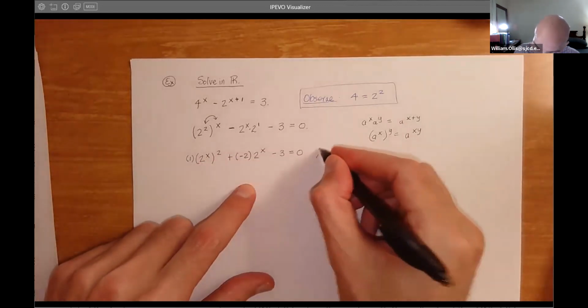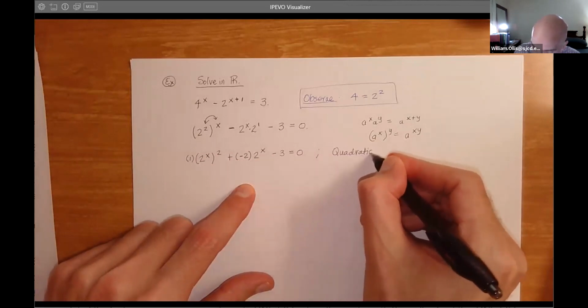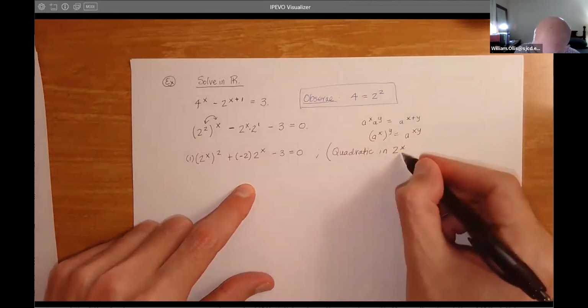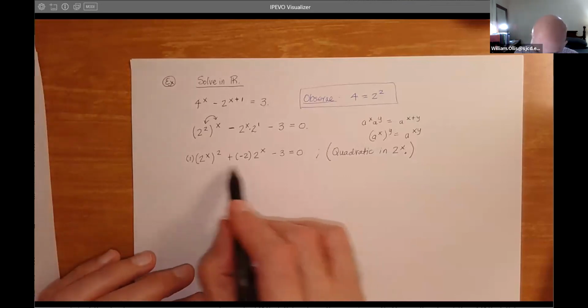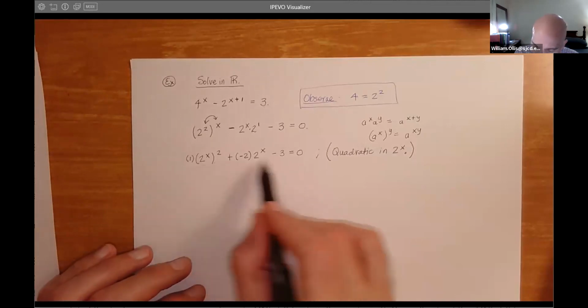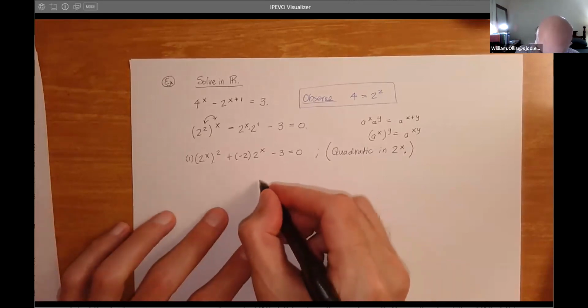So we say quadratic in 2 to the x. So not only in this class is this useful, but this will be useful in future classes in mathematics and STEM. So now, again, we can do the same thing we did before. We've got quadratic in 2 to the x. Let's check to see if we can get a simple factorization.